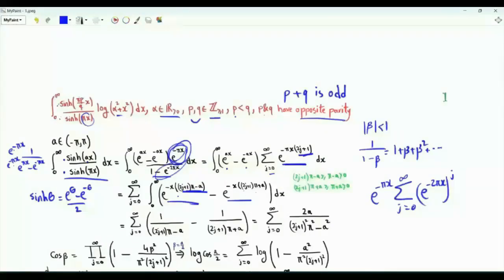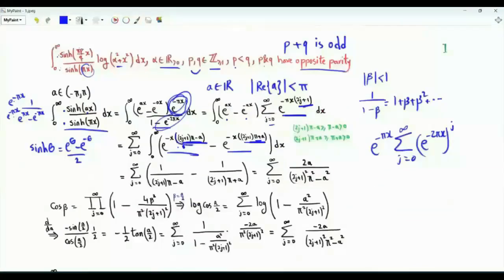In both, x is multiplied by something that is strictly positive. So when we integrate, we get a finite value. The smallest value of j is 0. Pi minus a is positive, and pi plus a is positive because the absolute value of a is strictly less than pi. Note that a can be complex, and these integrals have a finite value if the absolute value of the real part of a is strictly less than pi. When we integrate, we get 1 over this bracket minus 1 over that bracket, and we can combine them together. Our integral is summation j from 0 to infinity, 2a divided by pi squared times 2j plus 1 squared minus a squared. This summation has a closed form.